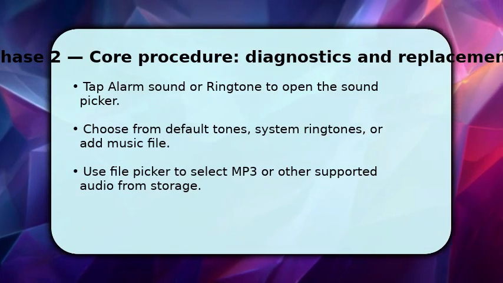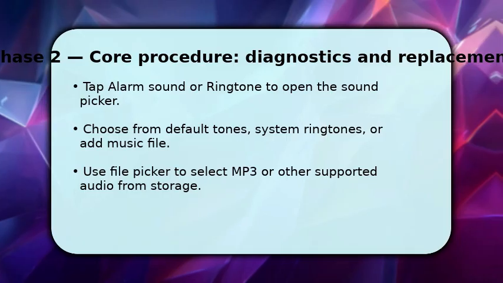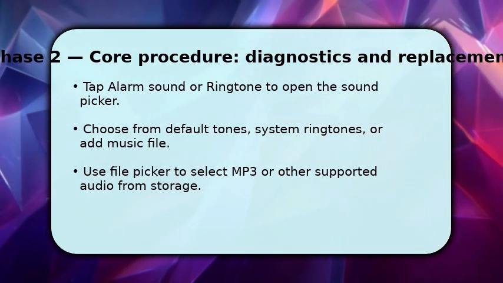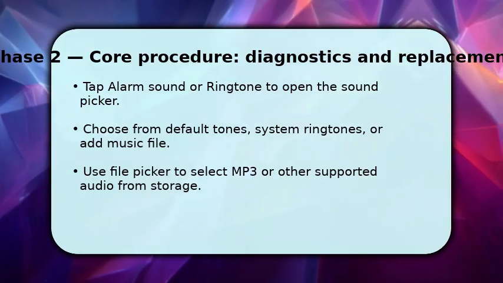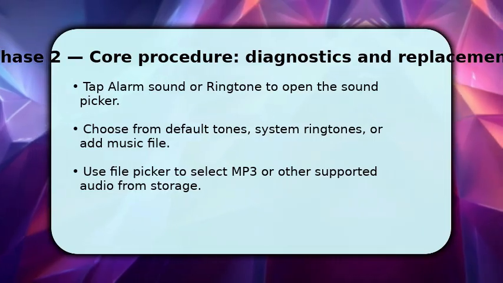Now tap Alarm Sound or Ringtone to open the picker. This is where you select what plays. You can choose a built-in tone for reliability, or tap Add to pick an MP3 from storage if you want a song. If you use a file picker, navigate to the folder, select the file, and confirm.